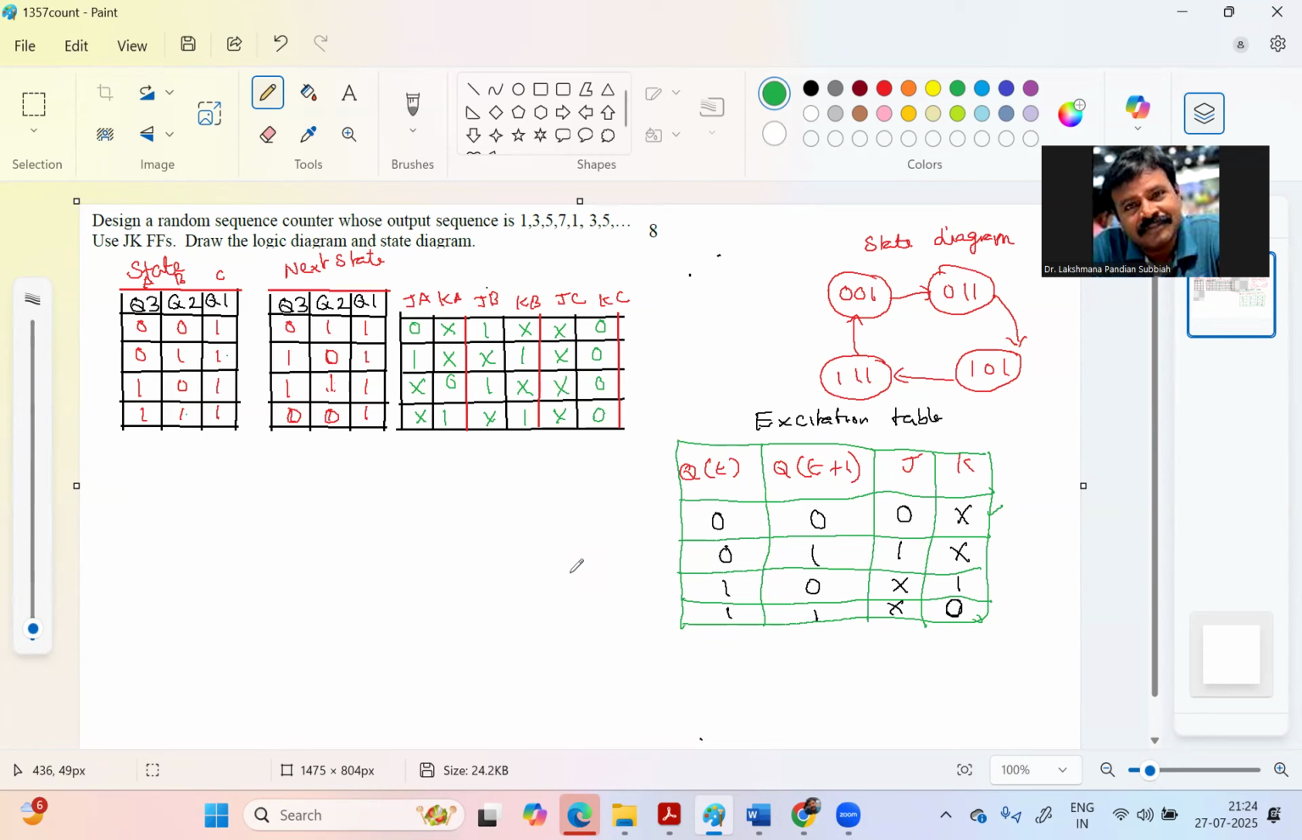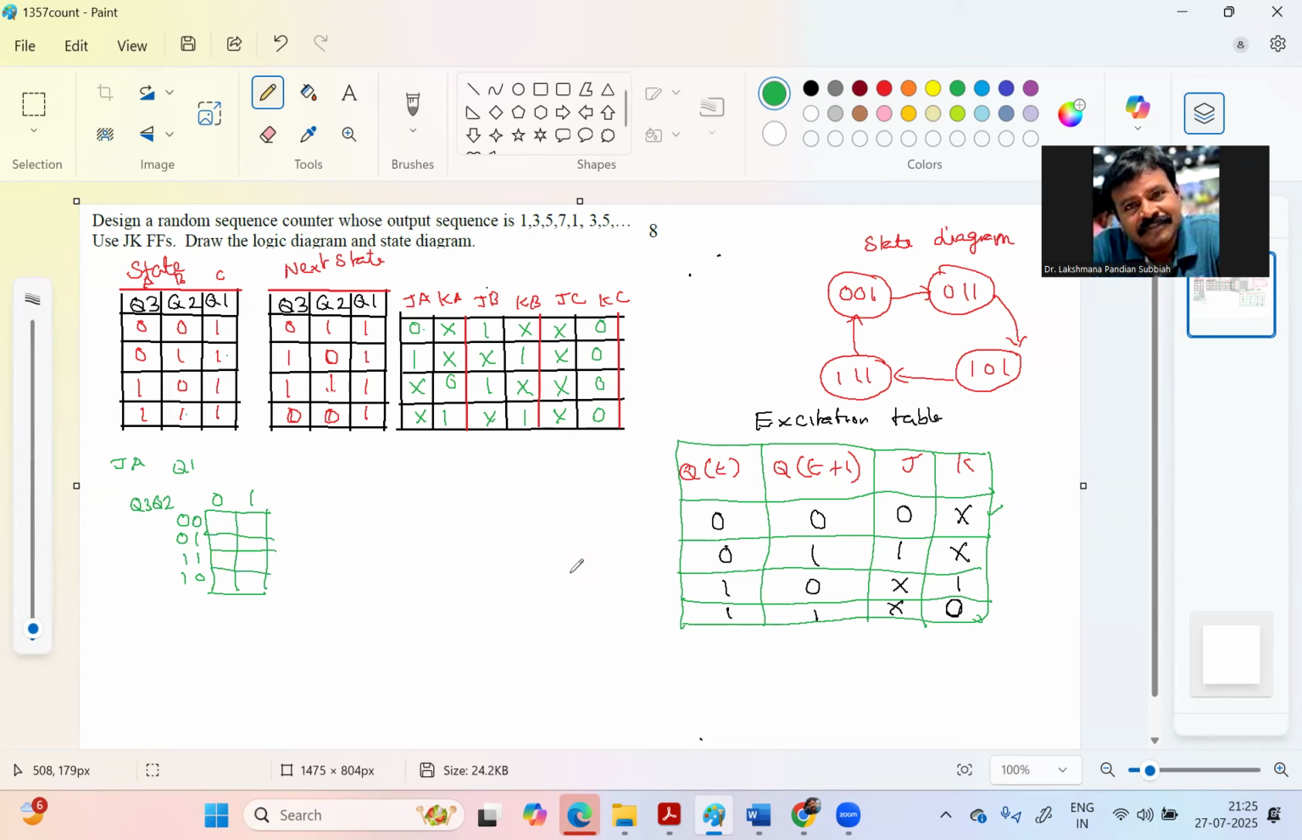Now we are filling the table. Now we have to find the equation for all the JK inputs. So here we have JA. For JA you have to find the Karnaugh map with Q3, Q2 and Q1, with the columns 00, 01, 11, 10. You have to draw the table first, the Karnaugh map.